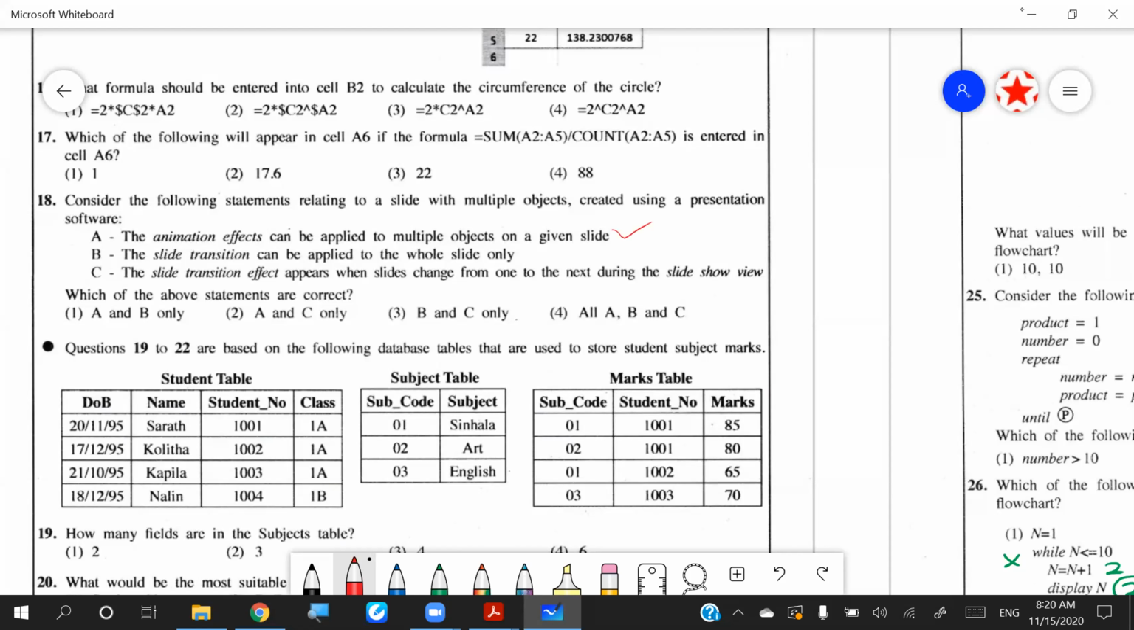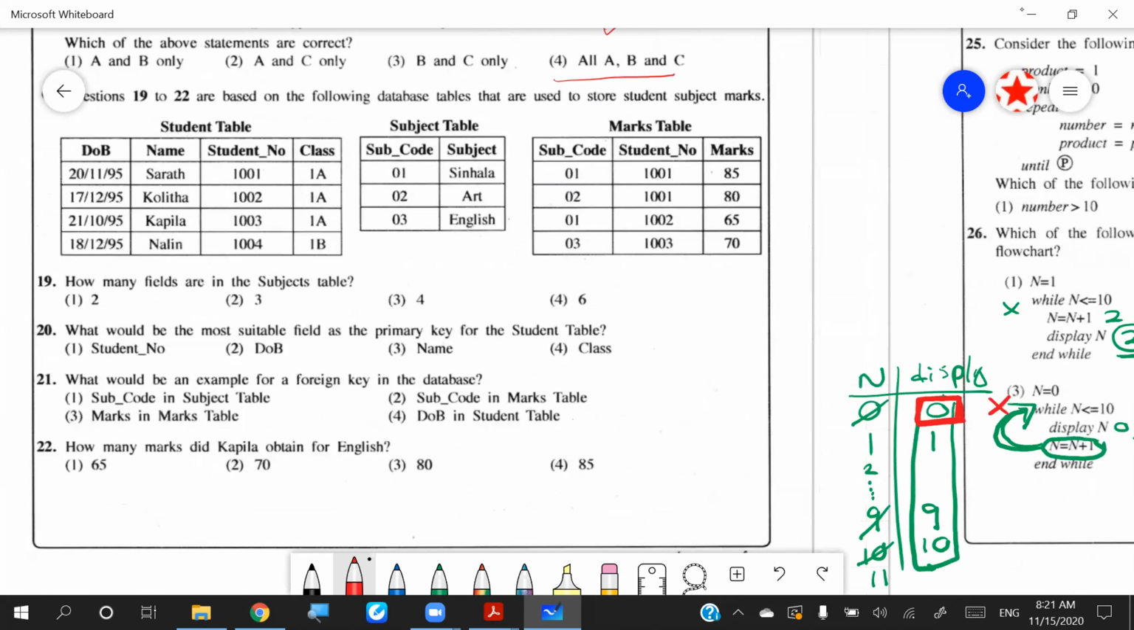The slide transition can be applied to the whole slide only. Yes, because slide transition is talking about changing from one slide to another slide. So there are many different transitions, right? So it is regarding the whole slide. So the second one is correct. Slide transition effects appear when the slide changes from one to the next during the slideshow view. It is, right? So it is the correct one as well. So all are correct, A, B, and C.